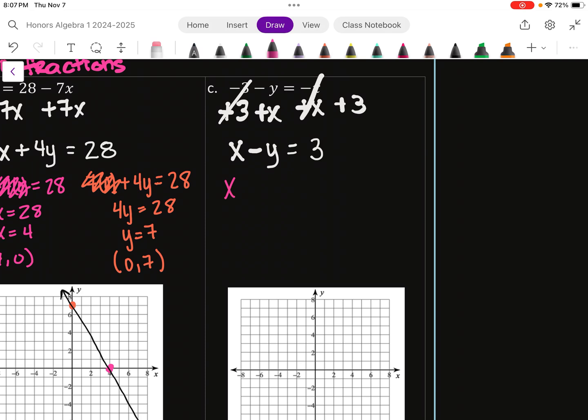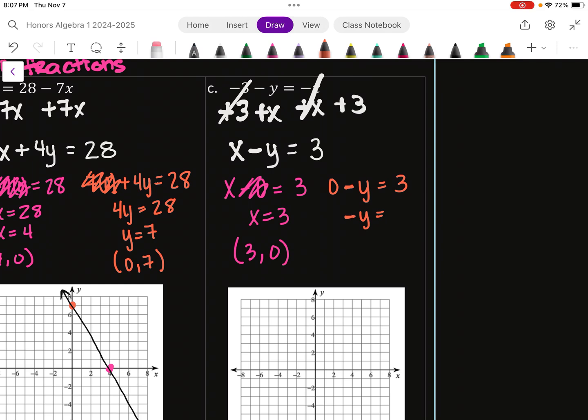So if I find the x-intercept, I would plug in, let me change back my color. I'd have x minus 0 is equal to 3. That just goes away, so x is equal to 3. (3, 0). To find the y-intercept, I plug in 0 for x. There I have a negative. That's kind of a common thing.